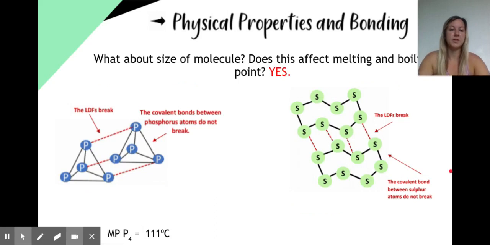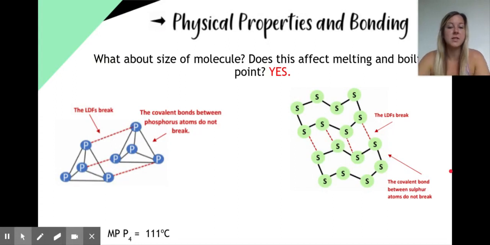Next, what about the size of the molecule? Does it affect melting and boiling point? Yes, it absolutely does. We have another two examples here. We have phosphorus, so P4, and we have sulfur, S8. Now, both of these are non-polar molecules. They are made up of the same types of atom, which means they won't have a permanent dipole. They won't have a slight positive side, slight negative side. There is no difference in electronegativity, so we have non-polar bonds and non-polar molecules.